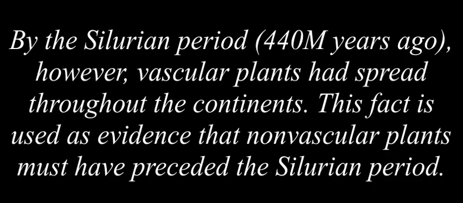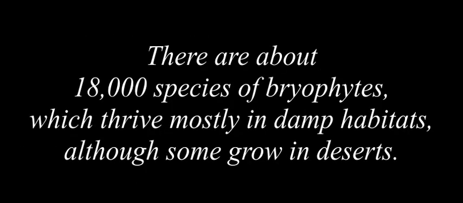By the Silurian period, 440 million years ago, however, vascular plants had spread throughout the continents. This fact is used as evidence that non-vascular plants must have preceded the Silurian period. There are about 18,000 species of bryophytes, which thrive mostly in damp habitats, although some grow in deserts.